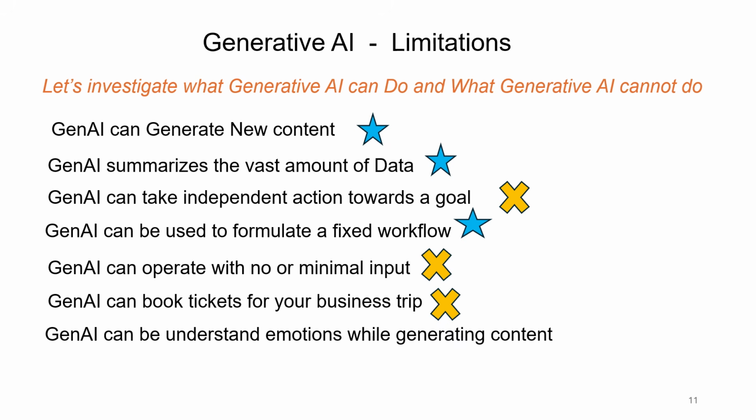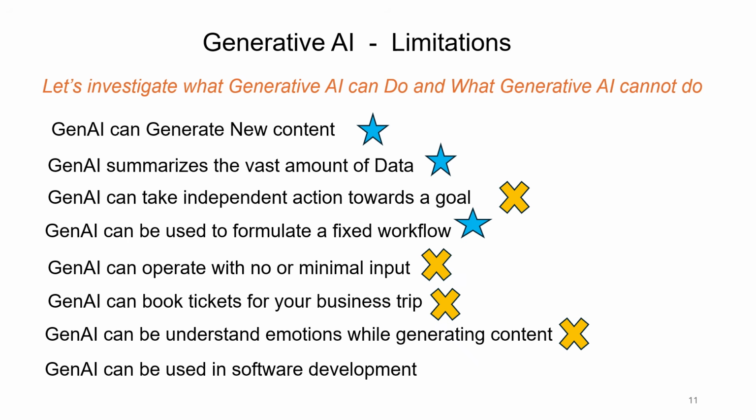Gen AI can understand emotions while generating content? No. Gen AI can understand only the text, words in the prompt, and the context. Gen AI can be used in software development? Yes. Gen AI can write software code like Python scripts.